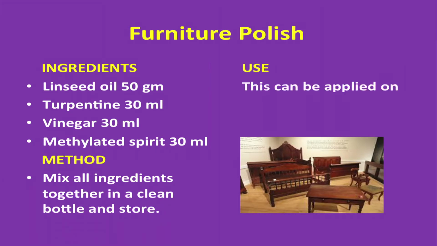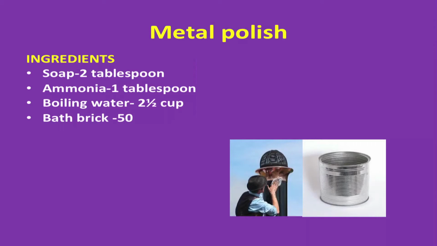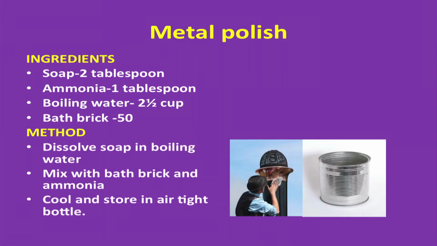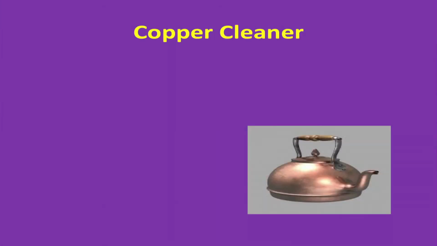The use for this is: this can be applied on furniture with a pad of old cloth. Metal polish. Ingredients are soap 2 tablespoons, ammonia 1 tablespoon, boiling water 2.5 cup, bath brick 50. The method: dissolve soap in boiling water, mix with the bath brick and ammonia, cool and store in an airtight bottle. Use: shake well before use, soak soft toweling in the mixture, let it drip dry, wipe and rub with this toweling now.